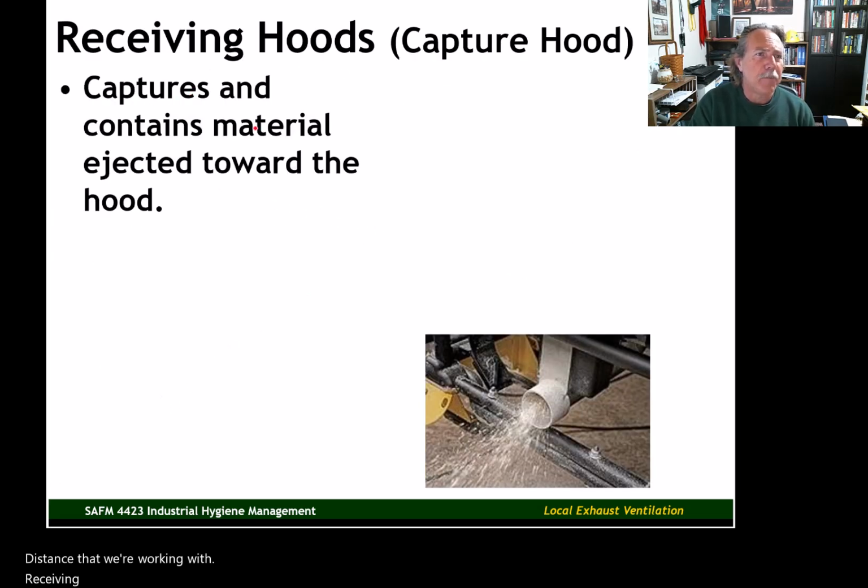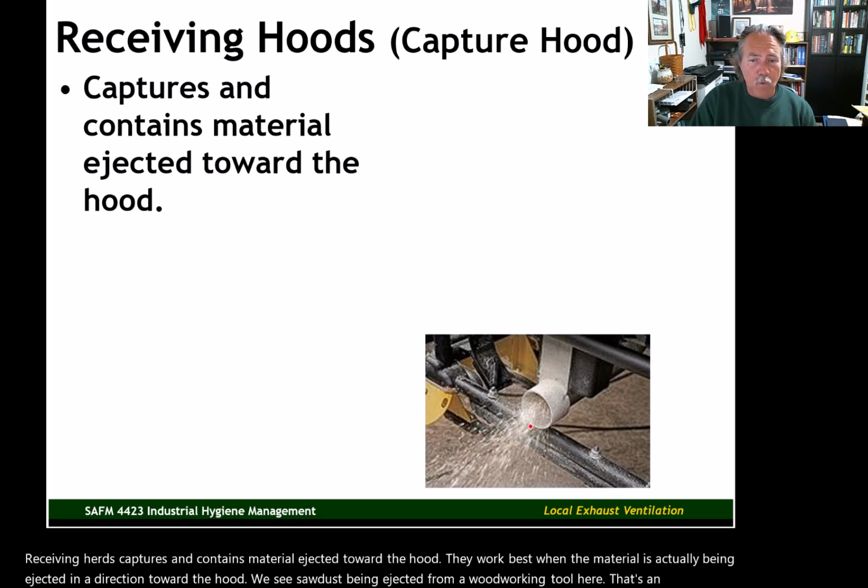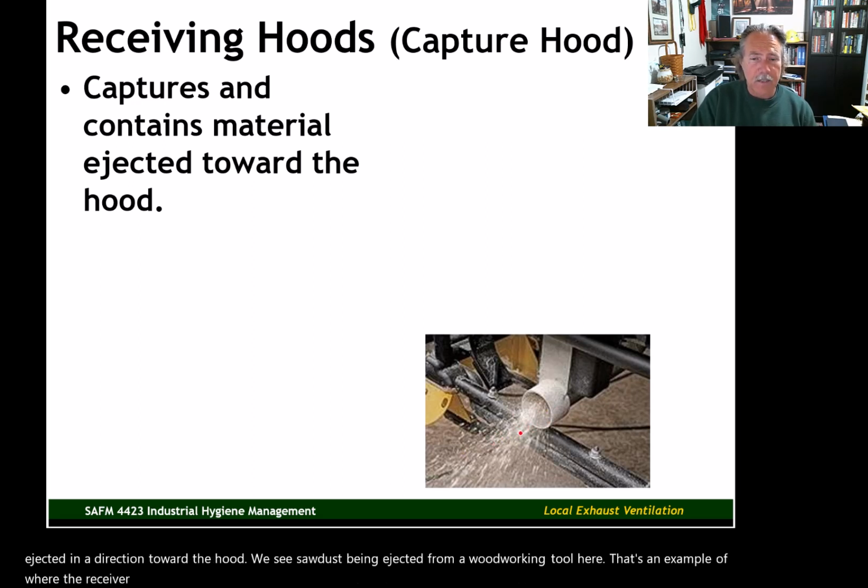Receiving hoods capture and contain material ejected toward the hood. They work best when the material is actually being ejected in a direction toward the hood. We see sawdust being ejected from a woodworking tool here. That's an example of where the receiving hood design is going to work best.